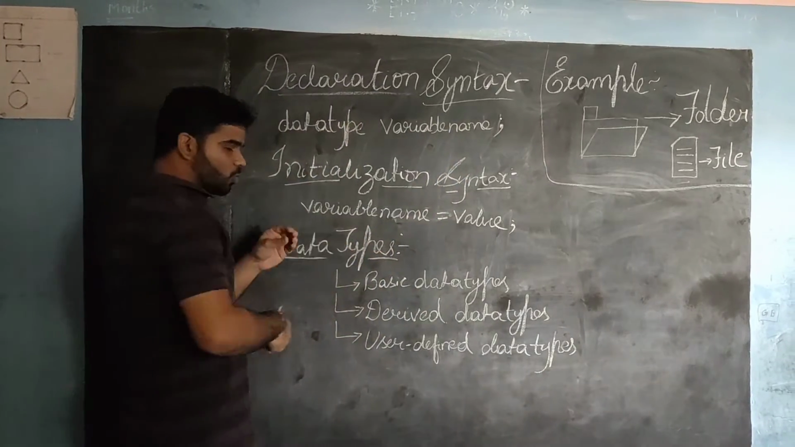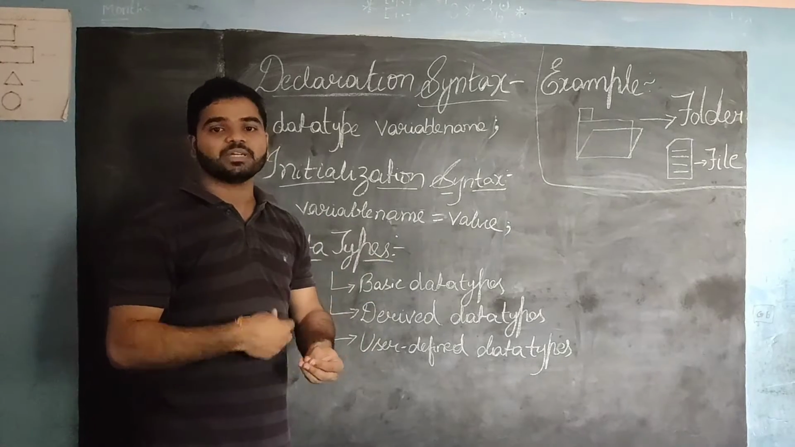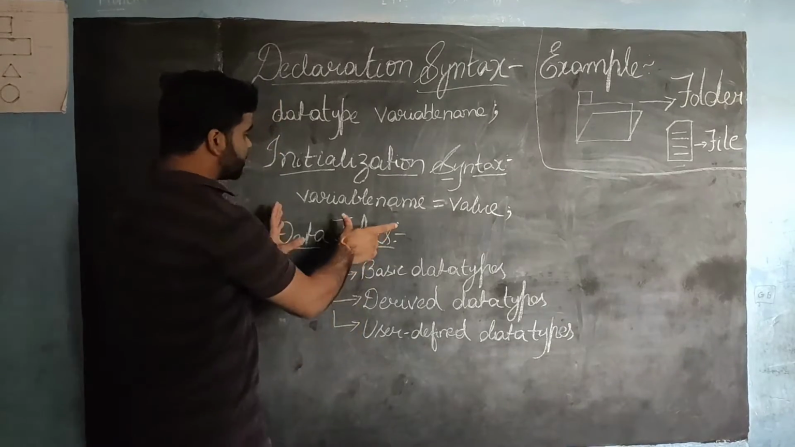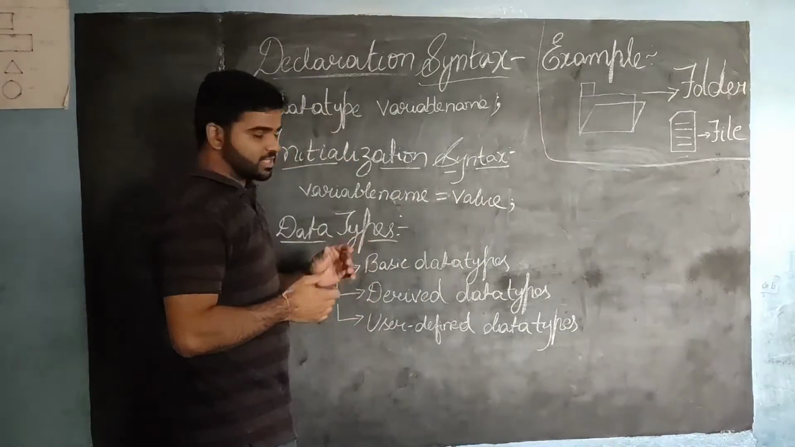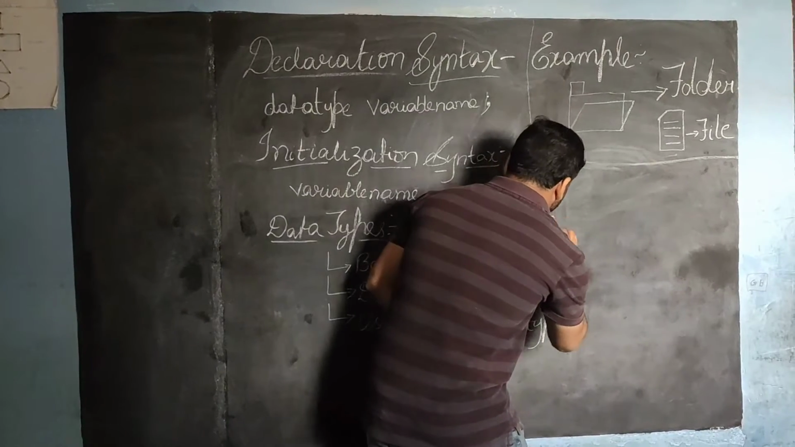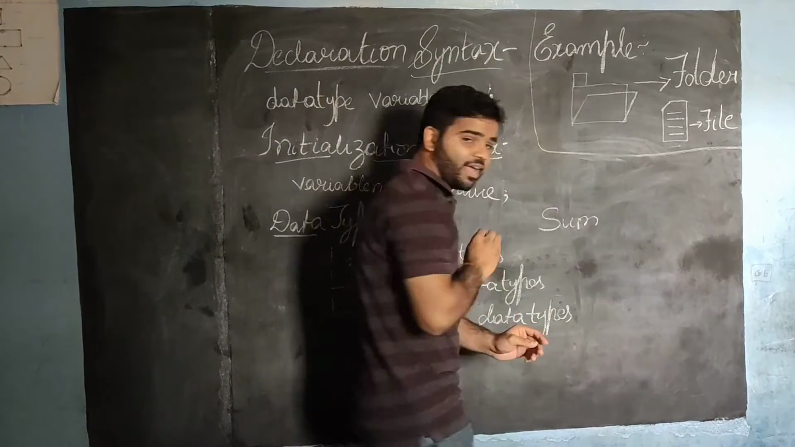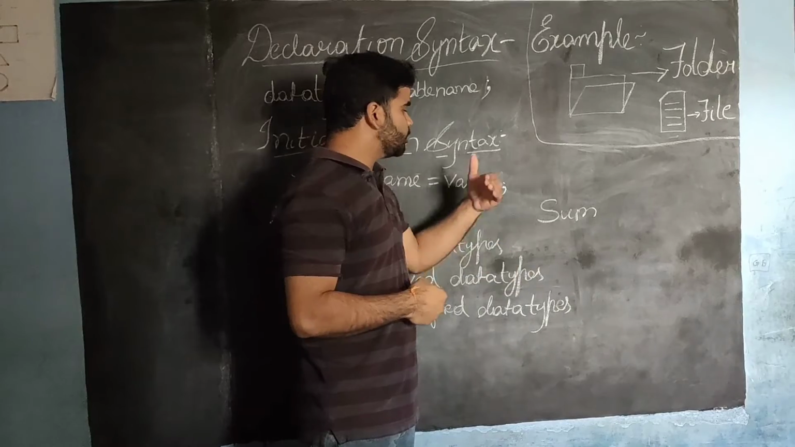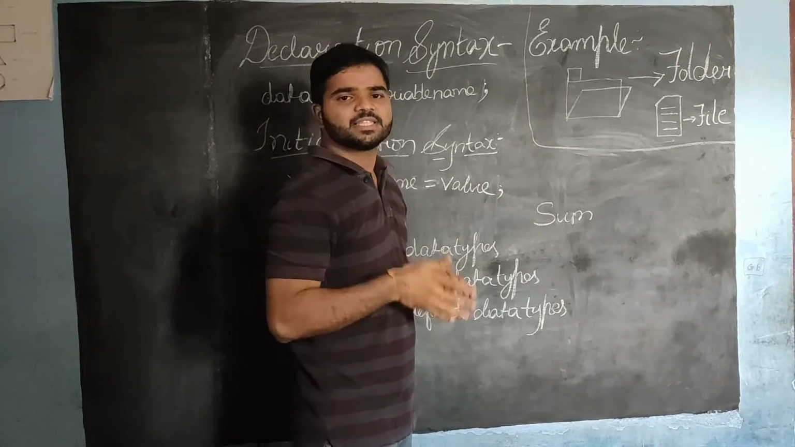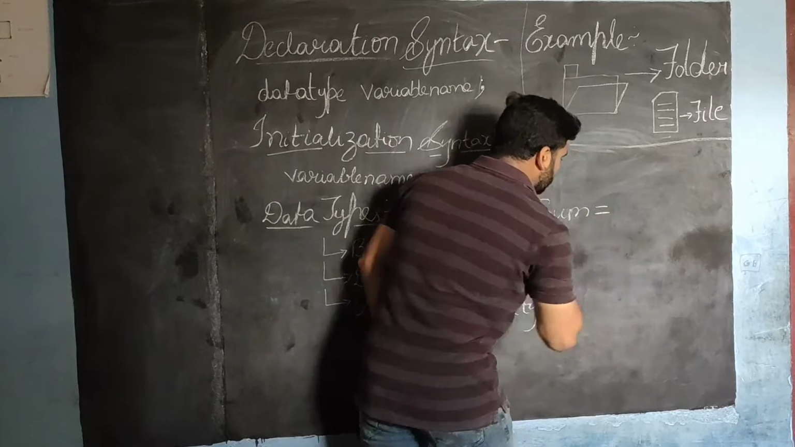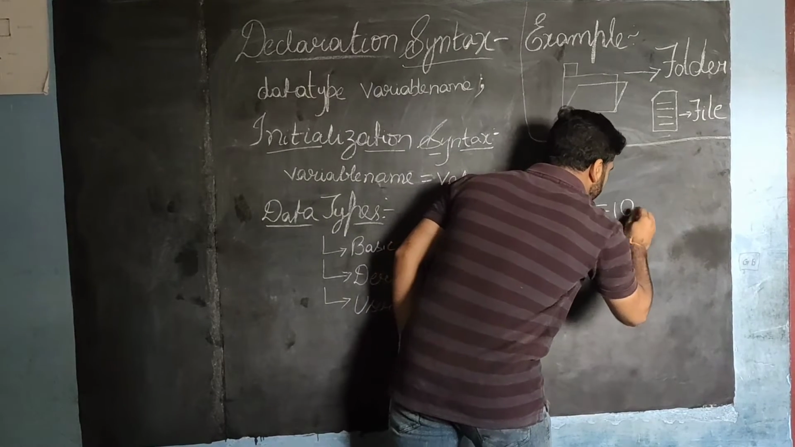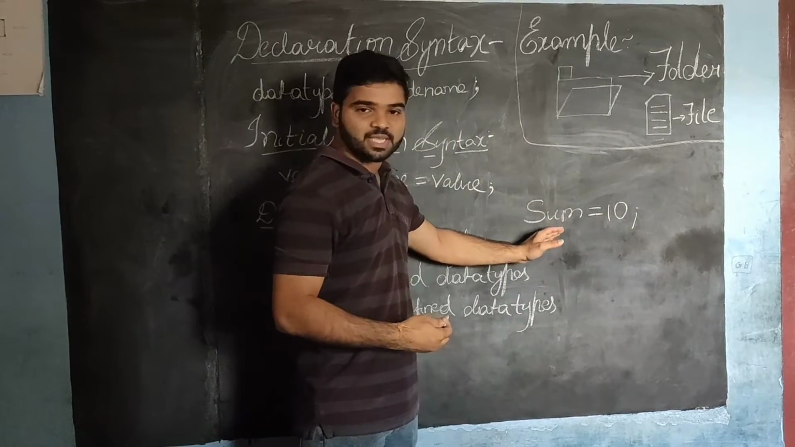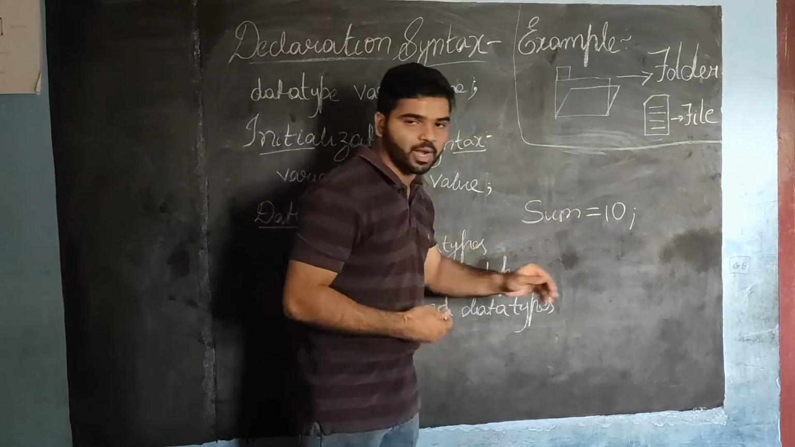Next, as you know, we are going to store some data into that variable. In order to store some data into that variable, we are going to initialize it with a value. For example, let us assume sum is a variable and you need to store some value into that variable. Simply, you just give equal to 10 semicolon. That's it. The value 10 will be automatically stored into the sum variable and can be used throughout the program.